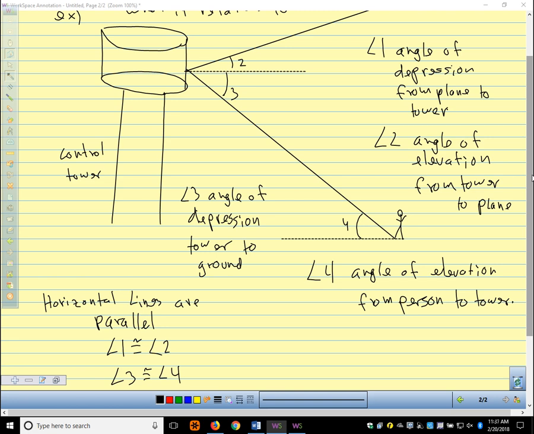All right, questions so far? So some of your homework tonight is just labeling. You'll have a picture and it'll say describe the angles. This is what it's looking for.